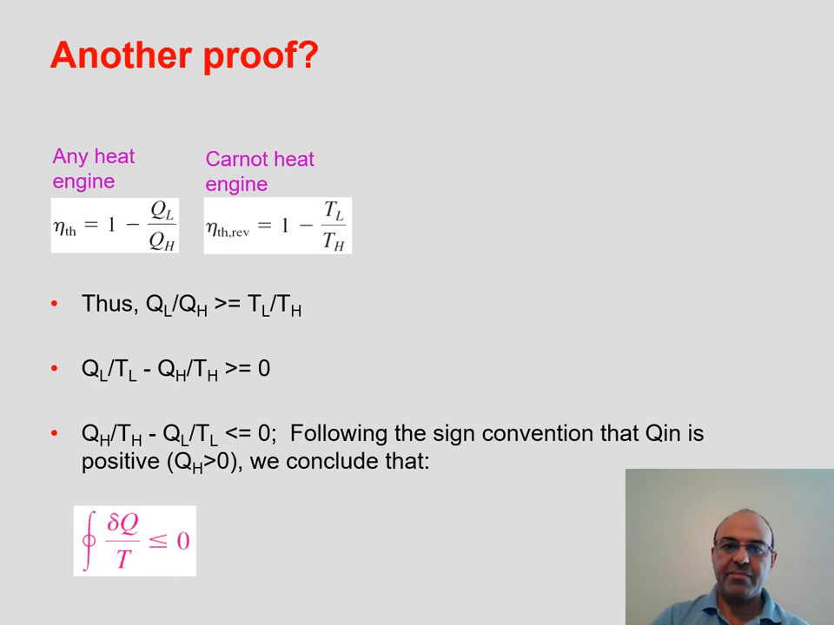Here you see another proof for the inequality of the cyclic integral of delta Q over T less than or equal to zero. This is my own proof, so you go over it, and hopefully it is correct. If you see any discrepancy in this proof, let me know. It seems that this proof is straightforward and very easy to follow, so I do not spend additional time on it.